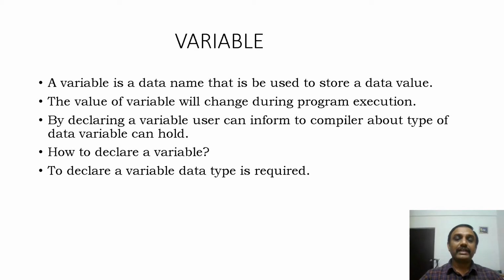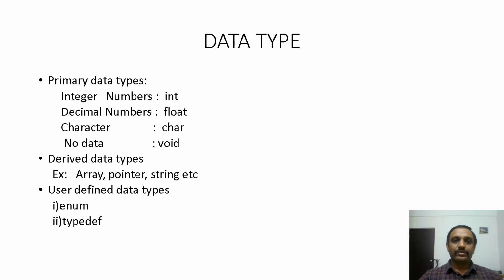How to declare a variable? To declare a variable, we require a data type. First, what do you mean by a data type? A data type is defined as the data storage format that a variable can store, to perform a specific operation.